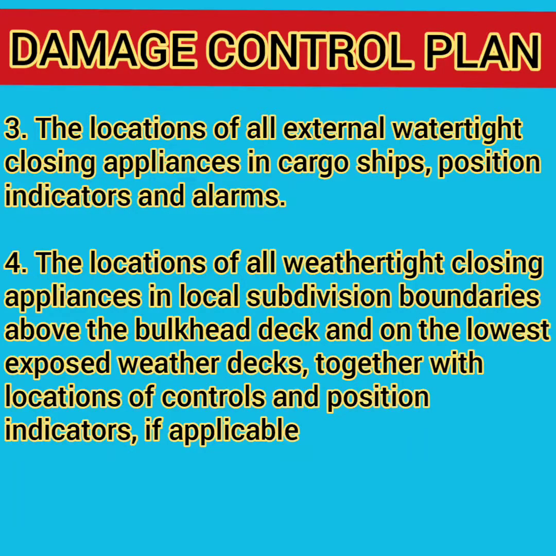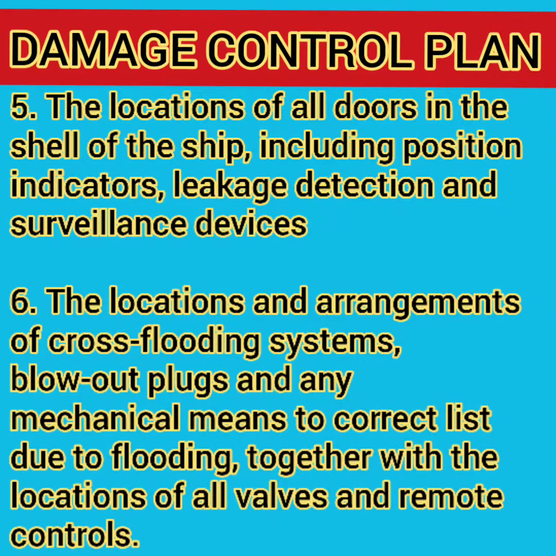Then after checking the internal and external watertight closing appliances, the officer probably wants to know the weathertight closing appliances in the local subdivision boundaries above the bulkhead deck and on the lowest exposed weather deck, together with the location of control and position indicators if applicable. So basically the location of all the weathertight doors and the controls and position indicators for the same. And finally the location of all doors in the shell of the ship, including position indicator, leakage detection and surveillance device. So guys, I will just repeat these 5 points so that it cements in your mind properly.